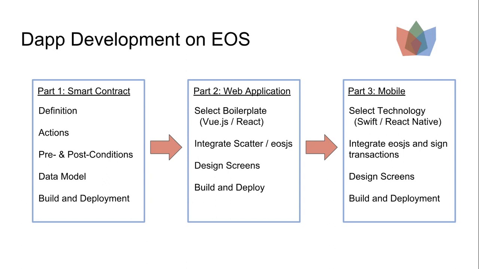The first step will be to define the scope of the smart contract, essentially what problem are we trying to solve. We'll define the actions of the smart contract. We'll define for each one of those actions what are the pre and the post conditions that need to be true for those actions to be successful. Then we'll identify from there what data model is required to support those pre and post conditions. And then finally, we'll get to build and deployment. This will all make more sense as we go through it. And then there'll be subsequent videos that walk through part 2 and part 3.